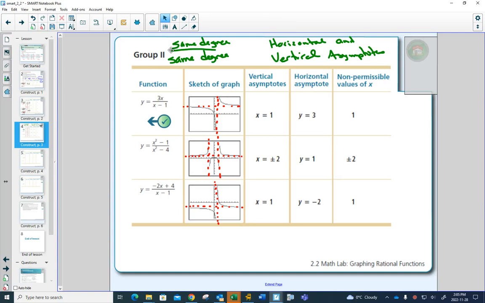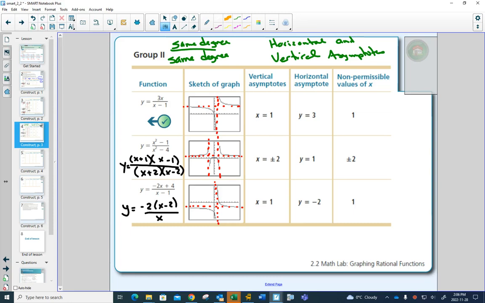Some of these we're going to factor. So for example, in the second one, you could factor the top, x plus 1, x minus 1, and the bottom, x plus 2, x minus 2. And the last one, I guess you could factor out a common factor of -2 out of the top.